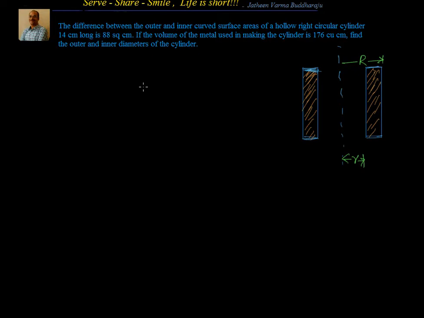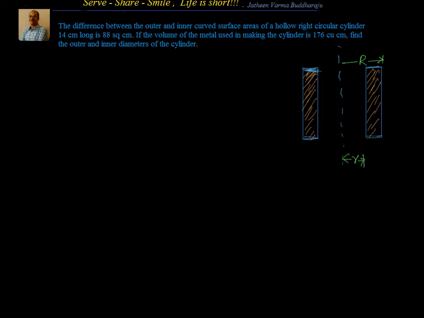What we have been given? We have been given that the difference between the outer and inner curved surface areas of a hollow right circular cylinder. Now let's try to imagine how a hollow right circular cylinder looks like. You have two radii, one inner radius and one outer radius, and the inner circle is hollow. The difference between the outer radius and the inner radius, the area between them at a cross section, is nothing but where you have the metal.